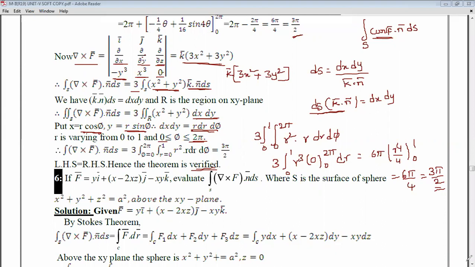Okay. So verification means you need to show both sides: evaluating one by taking what they give, and the other one we need to prove.